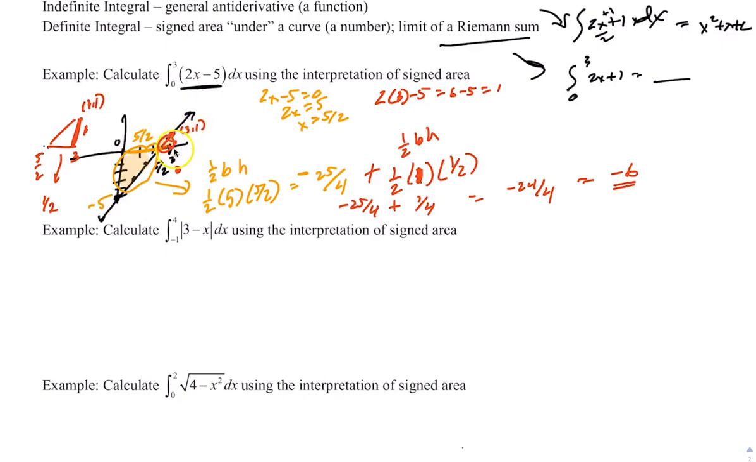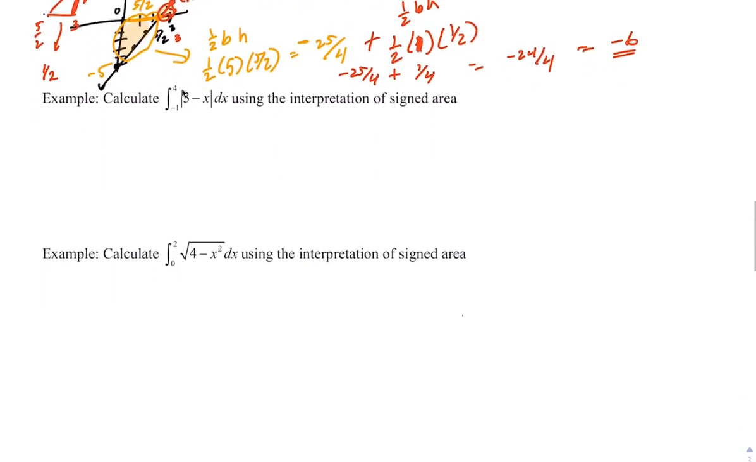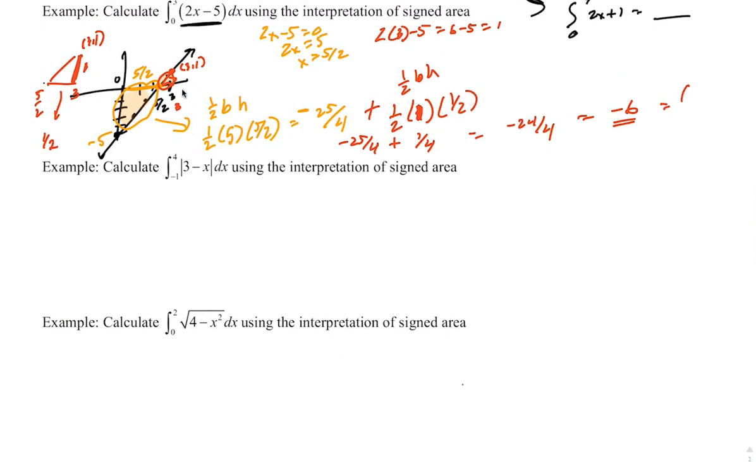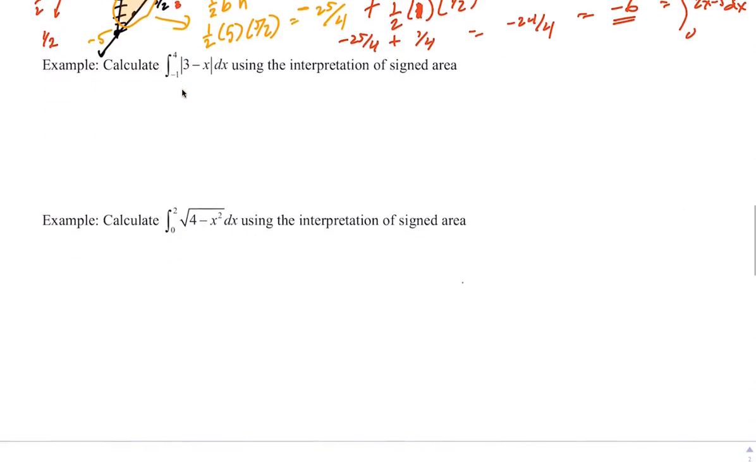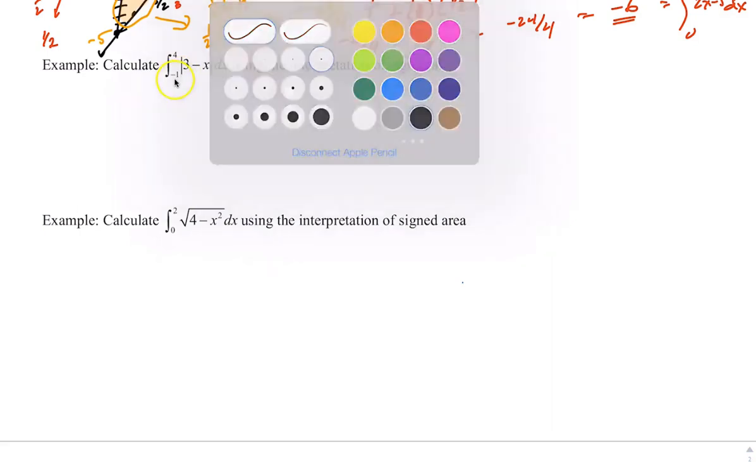To find the height, I knew my x value was 3, so I just plugged into the equation for my y value. And remember, that is the answer to my integration from 0 to 3 of 2x minus 5 dx. Calculate. Now this one has the absolute value, so it's a little tougher algebra-wise, but the same concept.